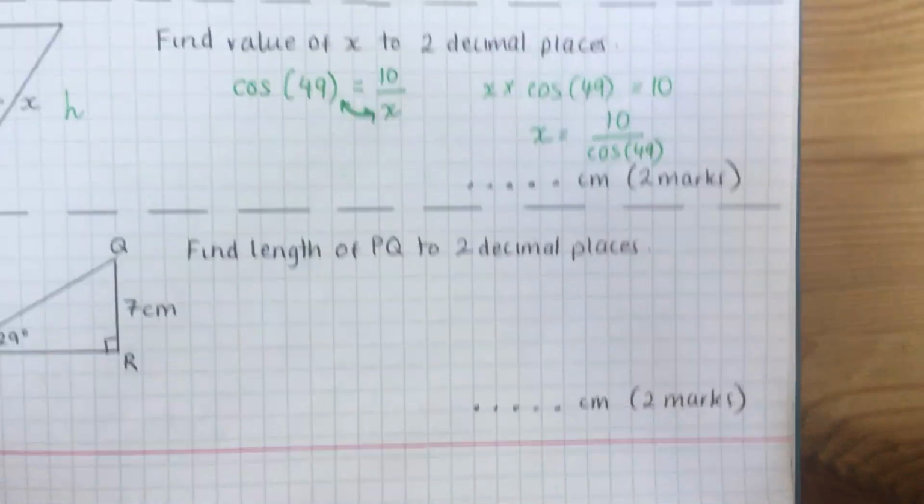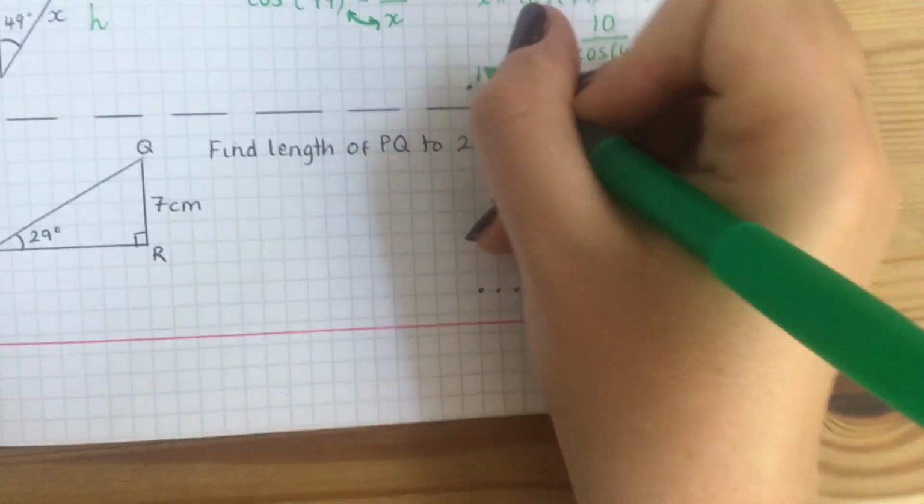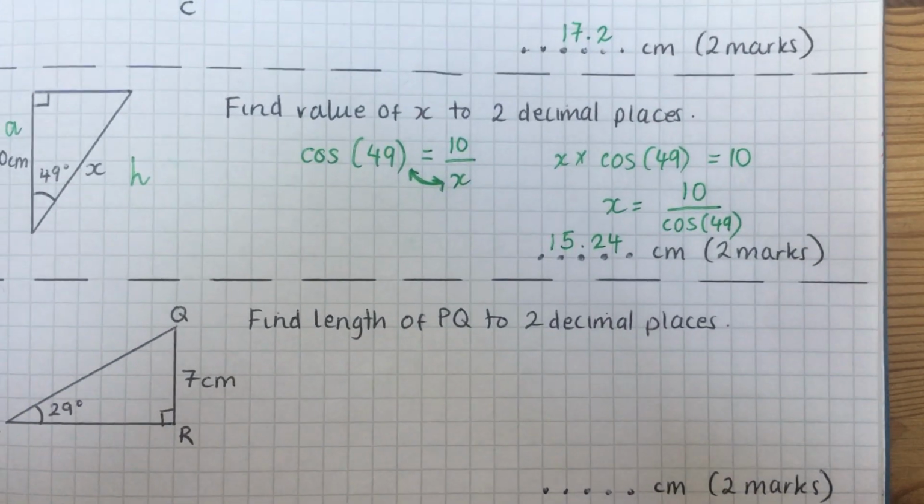Now you type this into the calculator, and we were asked to round it to 2 decimal places this time, and this will give us 15.24. And that is your final answer.